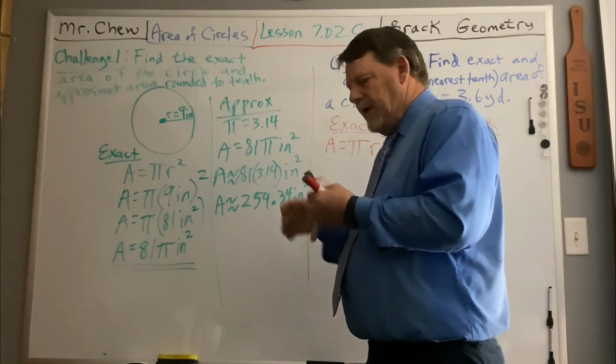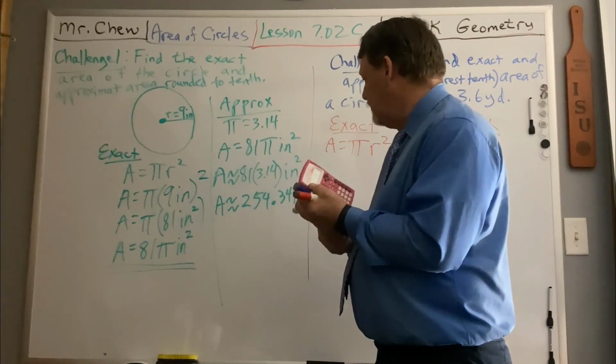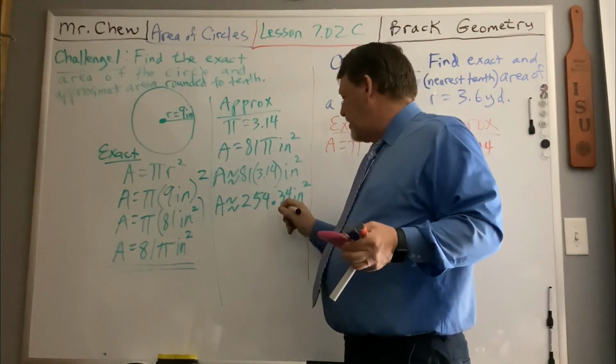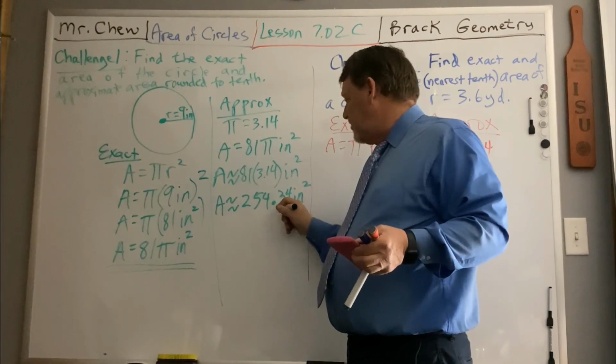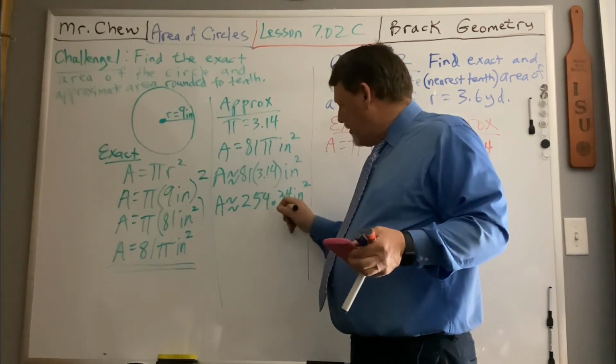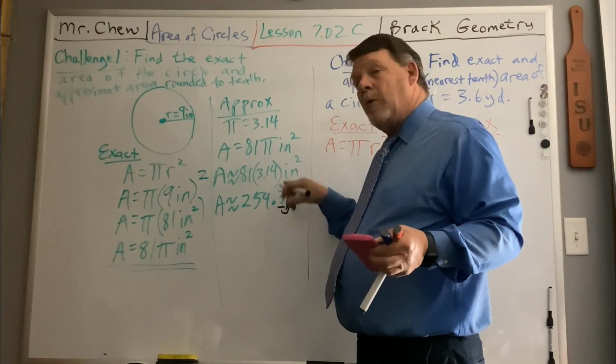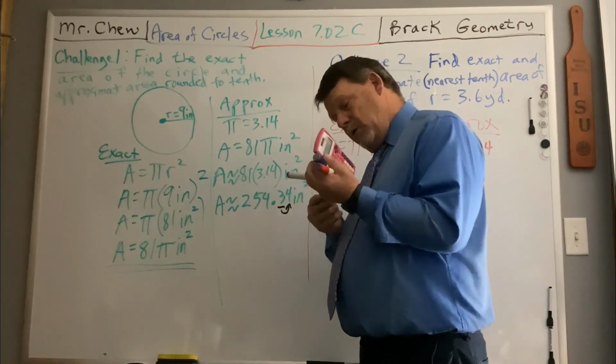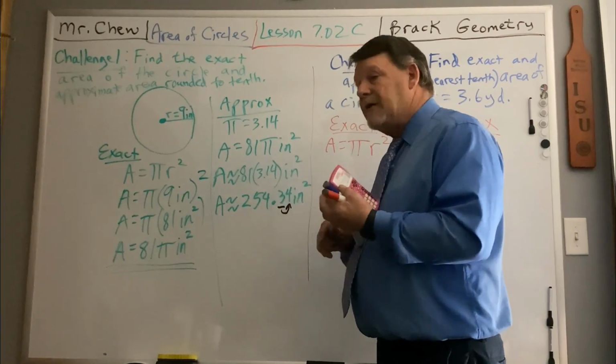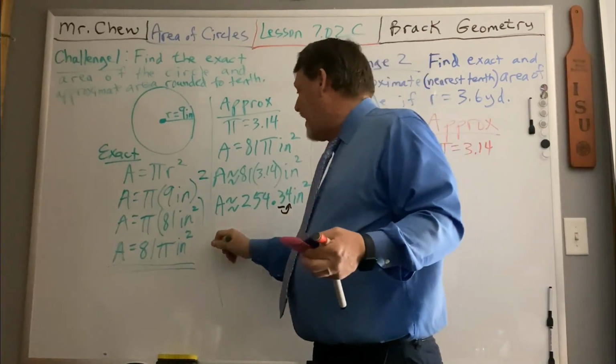Now it asks us to round to the nearest tenth. So anytime I'm rounding to the nearest tenth, I underline what I'm rounding to, and I look to the right. That number to the right is a 4. Is 4 greater than or equal to 5? No. So that means that the 3 does not round up. It stays at 3.